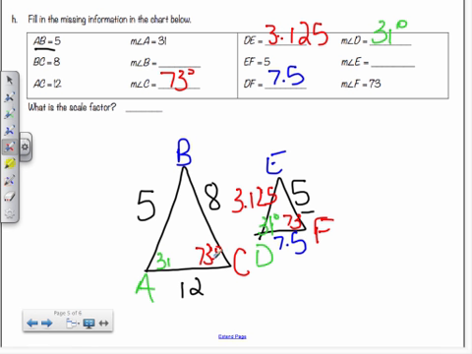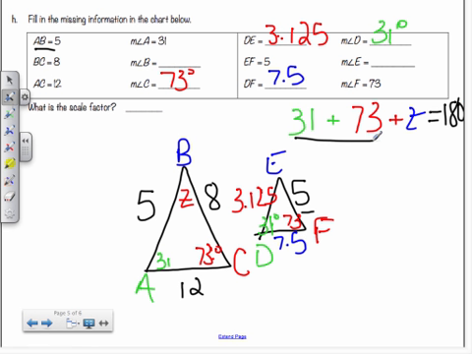I know that the angles in a triangle add up to 180, so I'm gonna call this here Z. And I'm going to say 31 plus 73, my second angle, plus Z, which is my third angle, equals 180. And then all I have to do is just solve for Z, so I can combine my like terms right here. This ends up being 104 degrees plus Z equals 180.